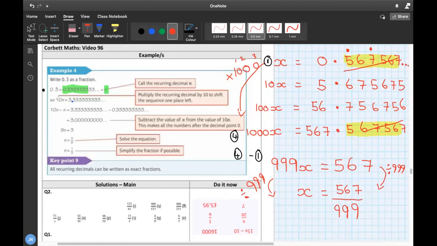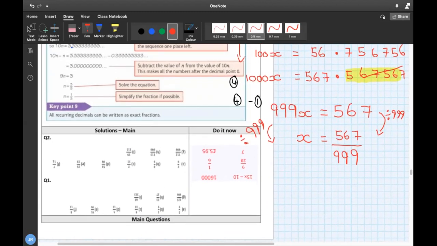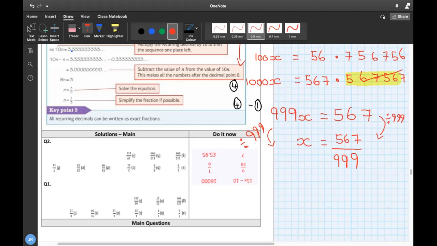Now, I know this one is not very obvious to you because these are very large numbers for how it would simplify. It can be done, especially when you've got 9s, 99s, 999s. You always want to see if it can be divided by 3 because 999 will always be able to be divided by 3. So if you do 567 divided by 3, what will you get? You'll get 189. So if we divide both of those by 3, we'll get 189 over 333.